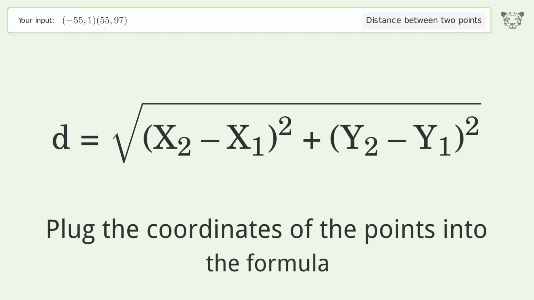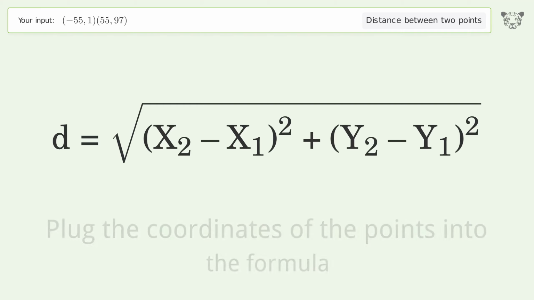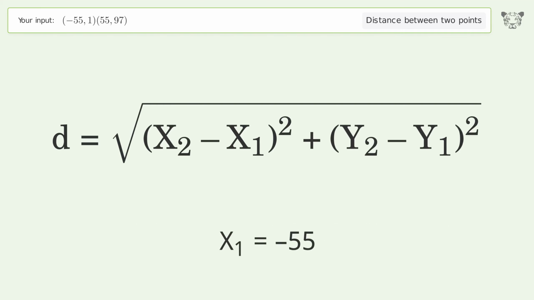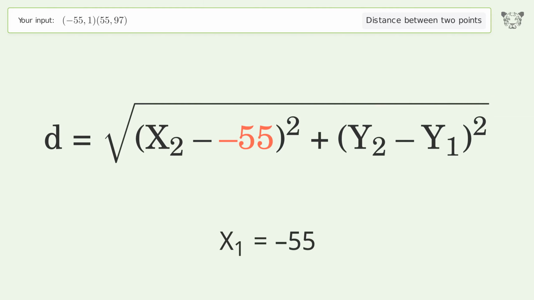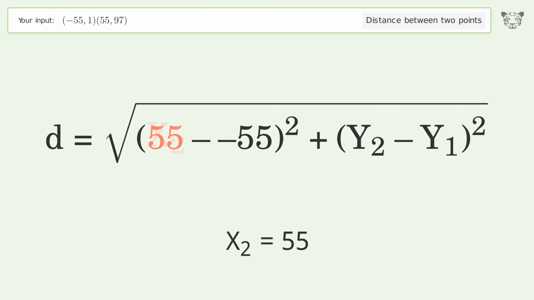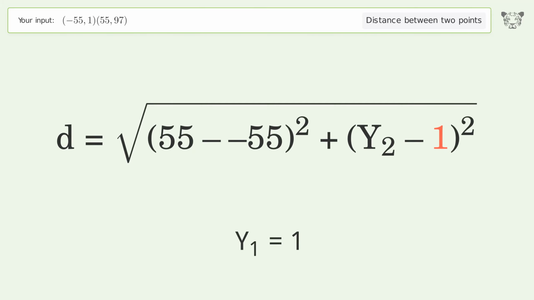Plug the coordinates of the points into the formula. x1 equals -55. x2 equals 55. y1 equals 1. y2 equals 97.